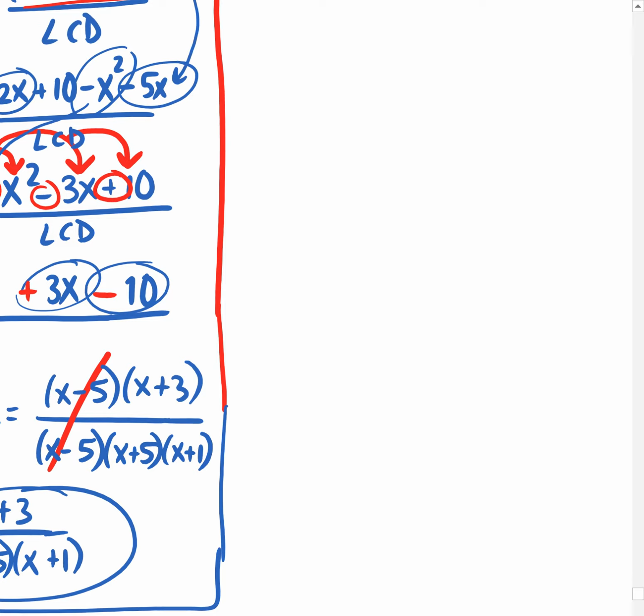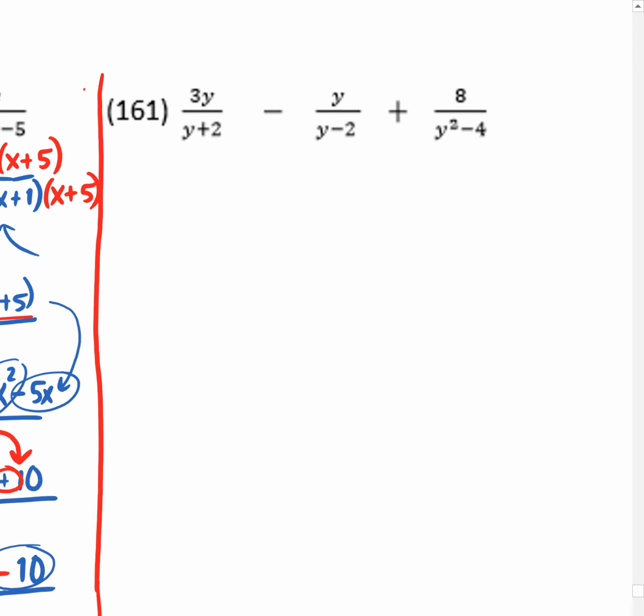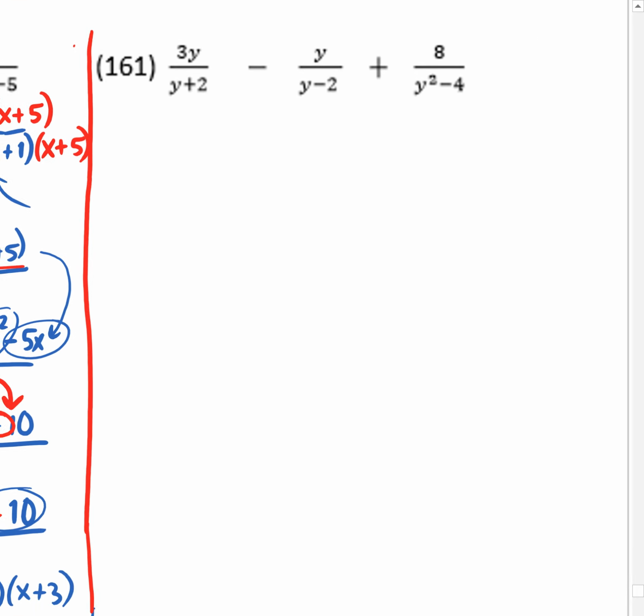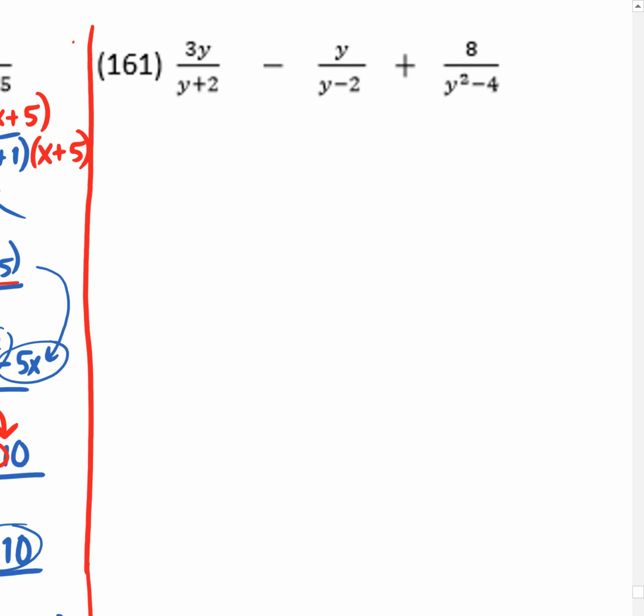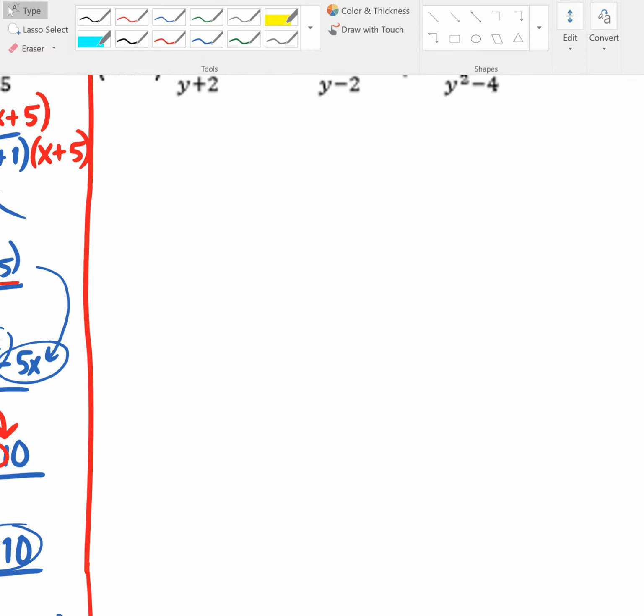I think there's another one like this here, number 161. This one looks pretty scary. I think it's actually easier than the last one. It just looks scarier because it has 3 rational expressions. But I think the rational expressions themselves are nicer than the last time.